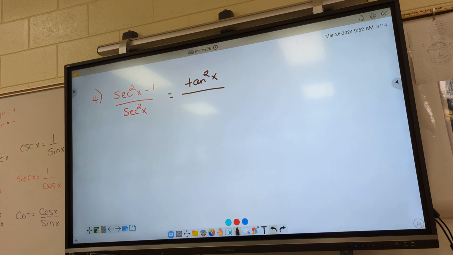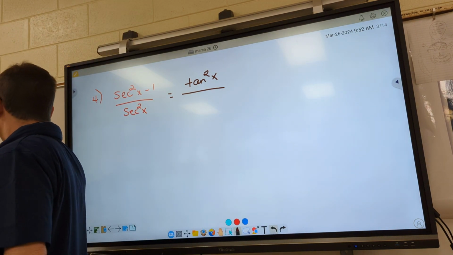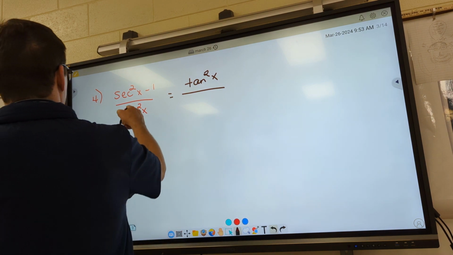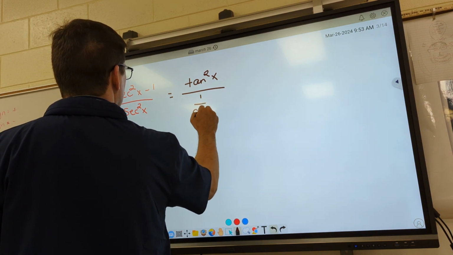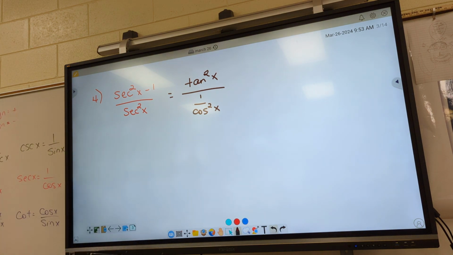All right, the bottom is secant. But we can change that into, if secant's 1 over cosine, then I can make that 1 over cosine squared. All right, any questions so far? All right, anything else we can change? Yeah, tan squared we can change into sine squared over cosine squared.